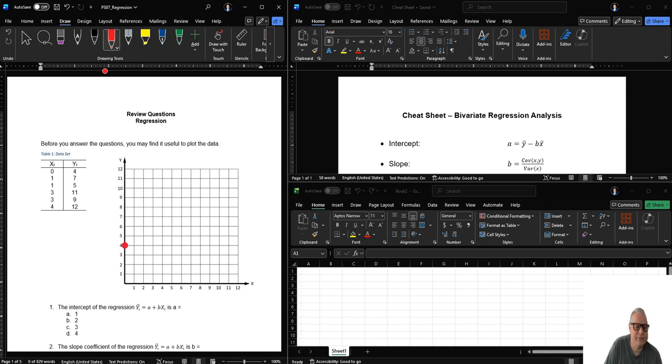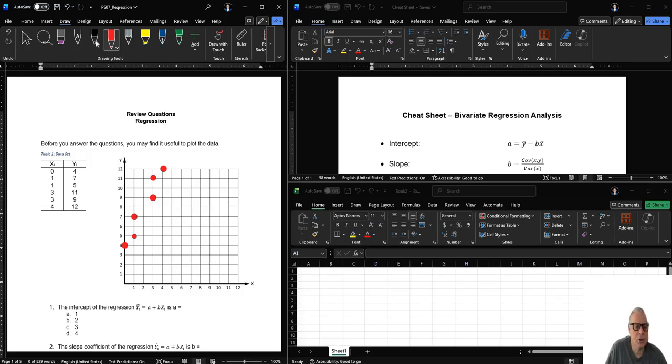Then 1 and 7, that would be here. Then 1 and 5, that would be here. Then 3 and 11, that would be here. Then 3 and 9 would be here, and 4 and 12, that would be here.